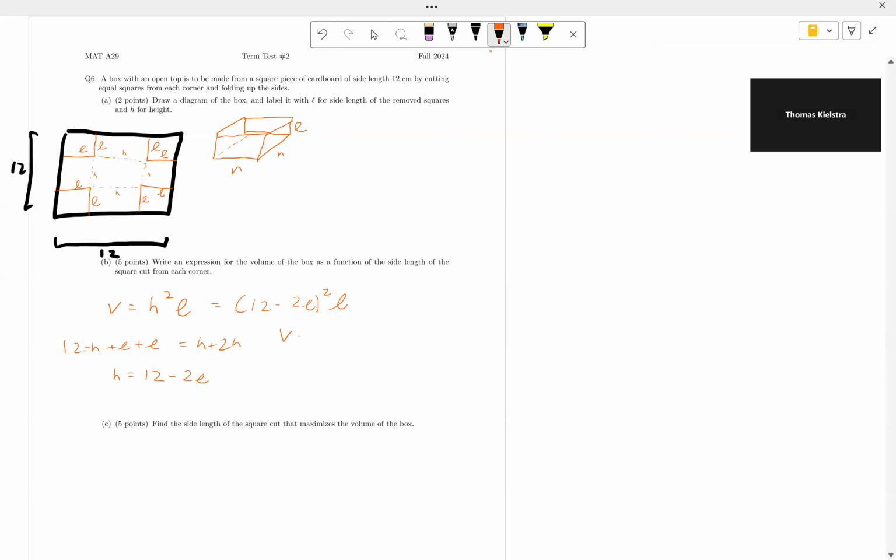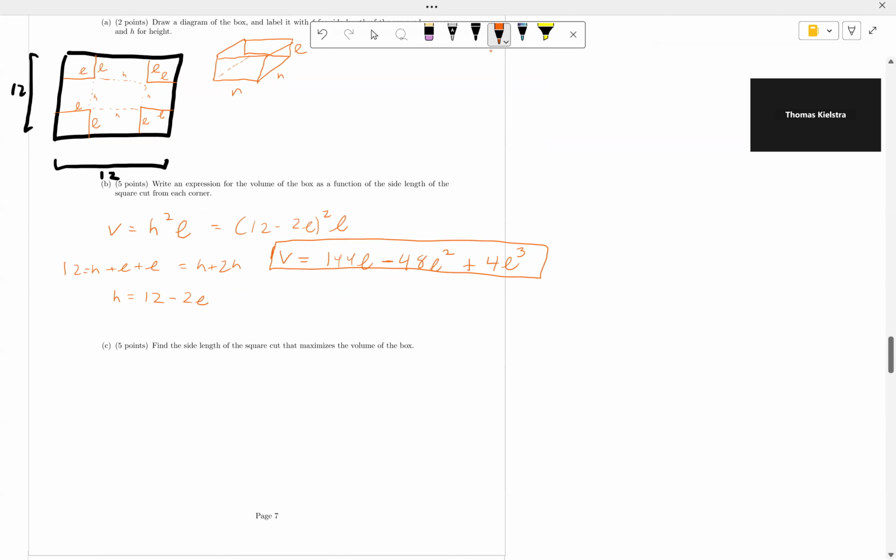Expanding this, we get volume is equal to 144L minus 48L squared plus 4L cubed. And this is our expression for our volume. And we've made it into a single variable expression.